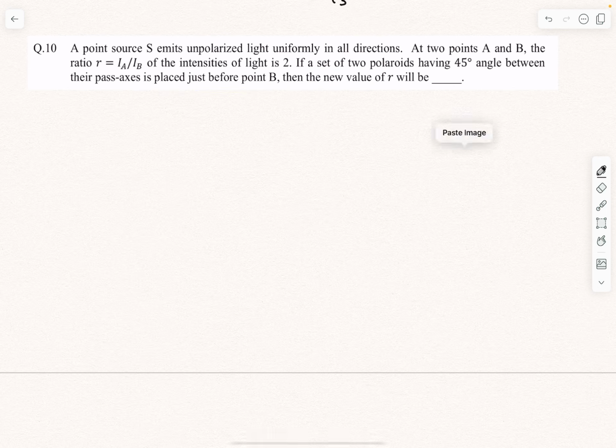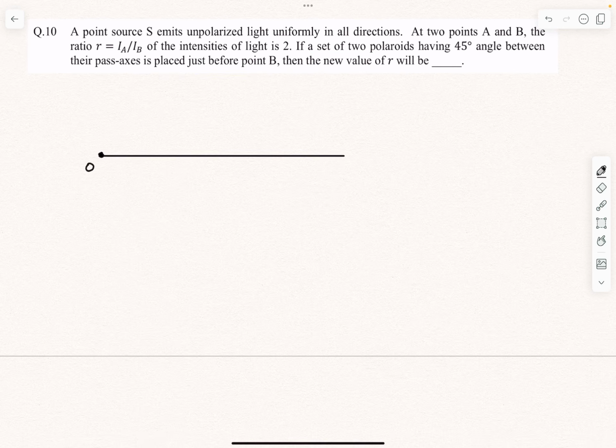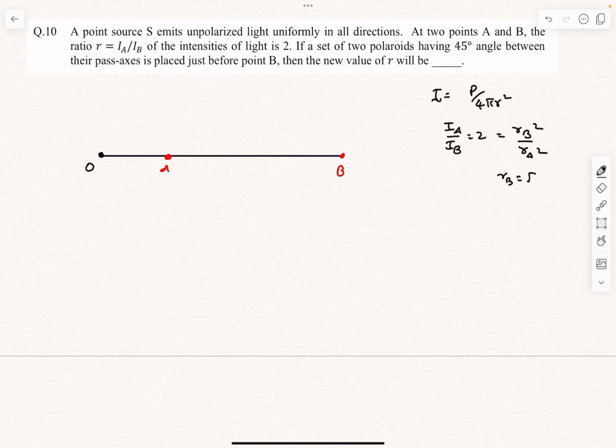Okay, this is a direct problem from Malus's law, guys. Let's say this point O is where the point source is kept. The intensity at point A is greater, which means point A is closer to the origin. Point A will be somewhere over here, and point B somewhere over here. The intensity in the case of a point source is the power of the source divided by 4 pi r squared, or we can say it decays as 1 by r squared. So if the intensity ratio IA by IB is 2, then this is also the ratio of the squares of the distances. So B will be root 2 times further away from the point O. If this distance is r, this distance will be root 2 r.